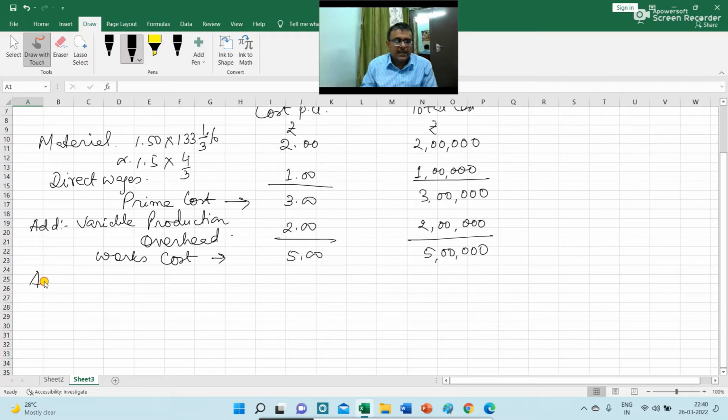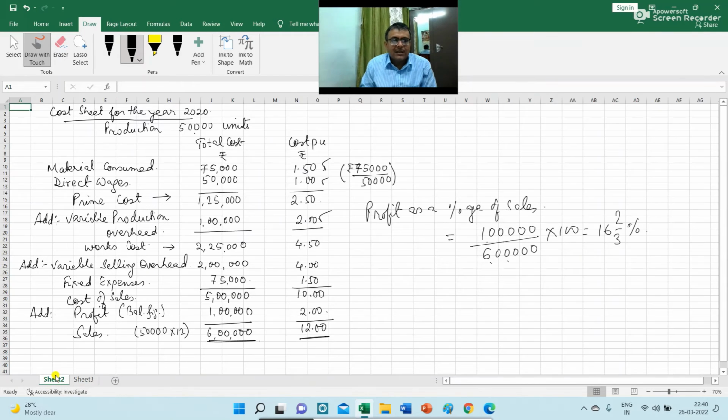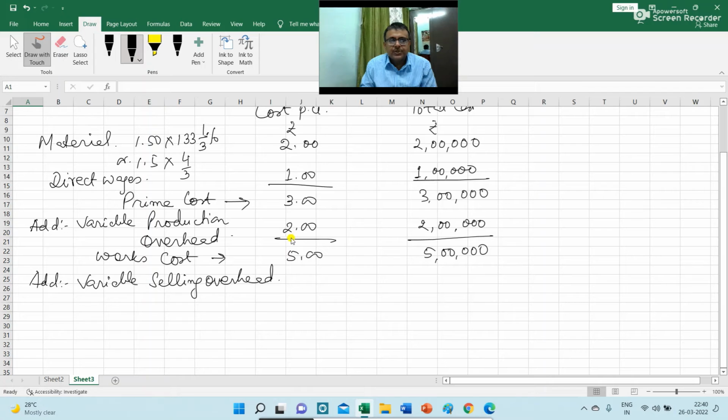Then you have to add up the variable selling overhead. Now it is given in the question that variable selling overhead will increase by 25%. We have calculated variable selling overhead per unit to be 4 rupees per unit. So here in the year 2021, this will be 4 into 125%, that is rupees 5 per unit. And the total variable selling overhead will be 5 lakh.